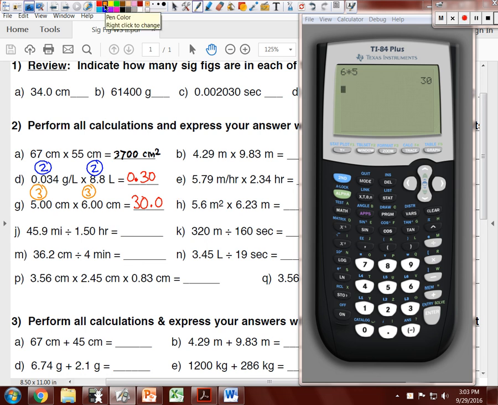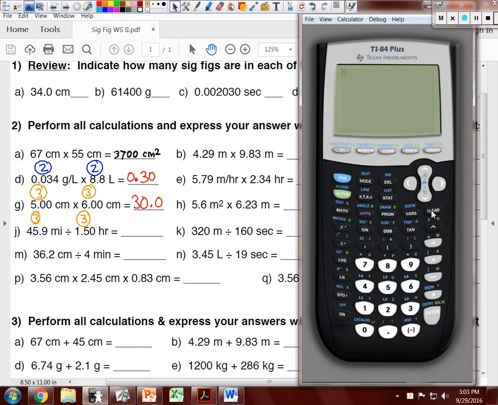How many significant figures are in 45.9? 3. How many are in 1.50? 3. So my answer should have how many in there? 3. Very good. So let's clear this. And let's do 45.9 divided by 1.50. And that's the answer that pops up.